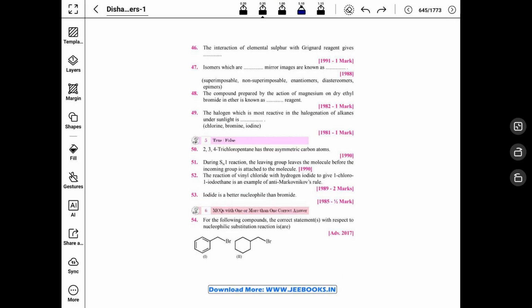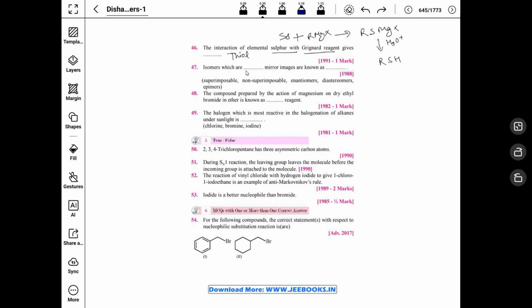Question number 46. The interaction of elemental sulfur with Grignard reagent gives what? When elemental sulfur reacts with Grignard reagent, it gives RS salt formation, followed by hydrolysis to give thiol. So it will give thiol.